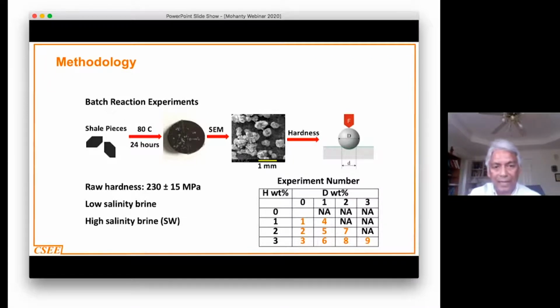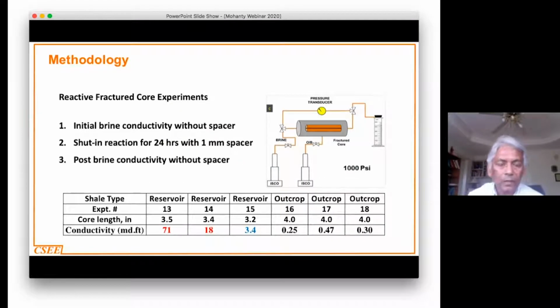And we analyzed what the proppants look like. We also measured the strength. Okay? We want this surface to be strong so that it will stay open. So the initial hardness of this shale is about 230 megapascal. We measure in each of these cases what the strength is and find the combination of the chemicals where it's good. We also do some fracture core experiments. Again, we take a fracture core, find its initial permeability, and then we inject these chemicals, let it react, and form some particles, and afterwards we measure conductivity also and see if that improved.